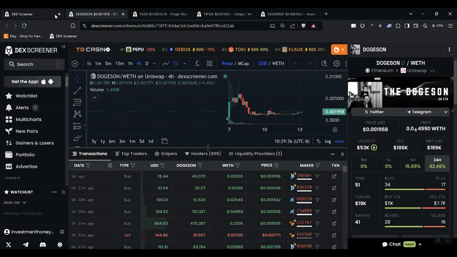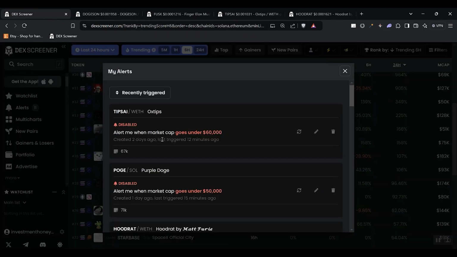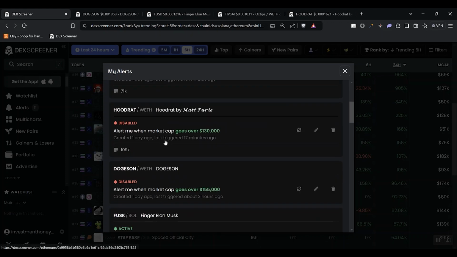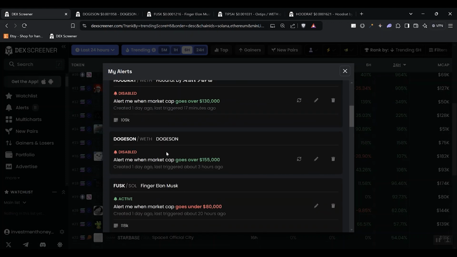And then Doge Sun. So if we go back here, where are we at? Okay, so this one I had set the alert for going over 155. I don't remember what the initial market cap was, so my fault as far as that's concerned. You know what? Just because I'm very curious, let me pause this real quick and then I'll come back and let you know what it was.